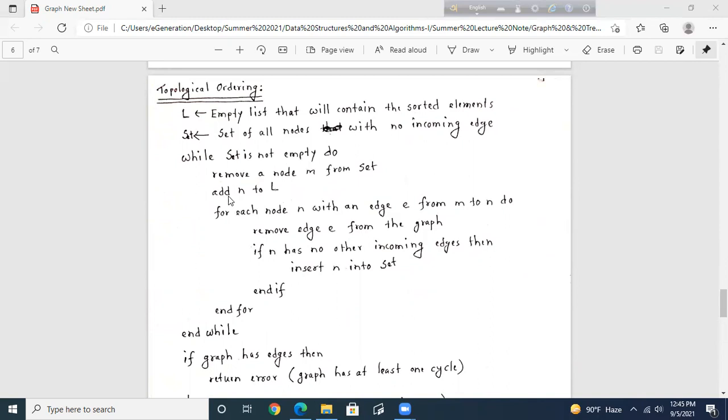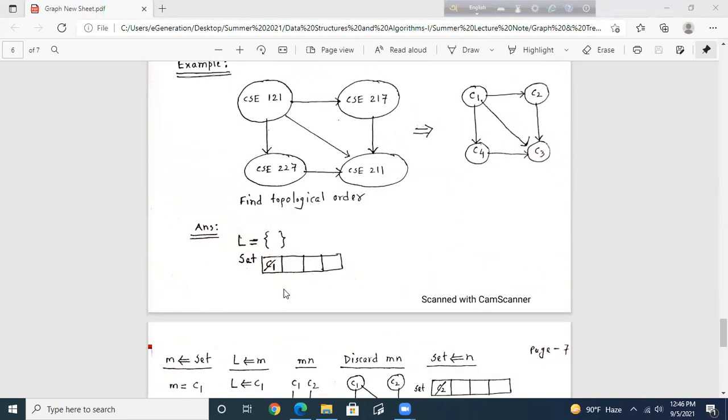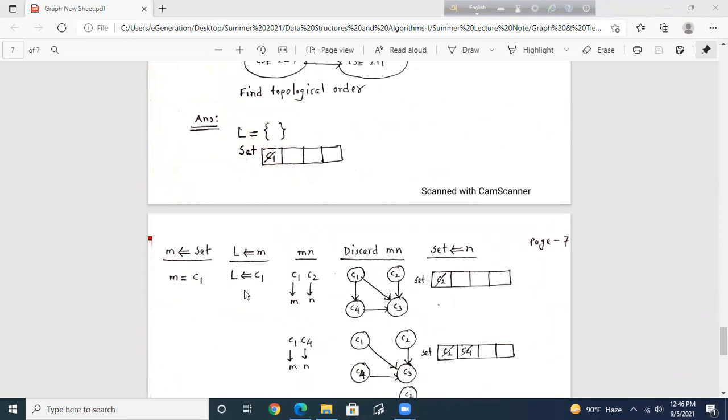Now, dear student, add M to L. Here, I already told you there is a mistake, because instead of M, I have written N here. This is the mistake. So add M to L. I have to insert M into L. M means our C1, so C1 should be inserted into L. That I have written here.